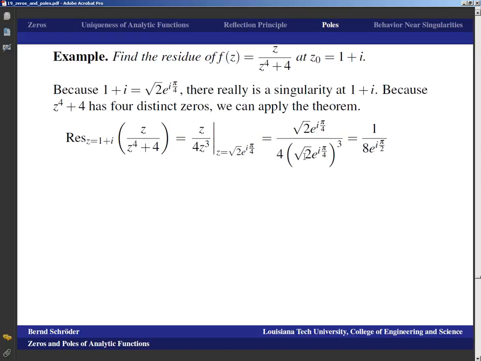The root 2's cancel, and root 2 squared is 2. 2 times 4 is 8, and everything in the numerator has been canceled, which means our numerator remains to be 1. And then that is negative i over 8. That is because e to the i pi over 2 is i, and 1 over i is negative i.